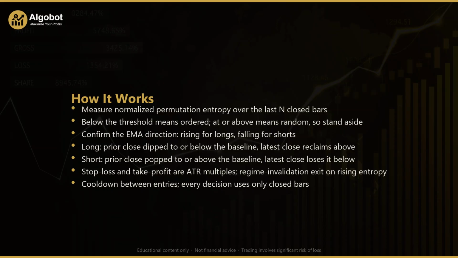There are 2 more layers. A cool down, defaulting to 2 bars, spaces entries out to avoid churning on borderline reclaims. And there's a regime invalidation exit. If a trade is open and the entropy climbs back above the threshold plus an extra buffer, defaulting to 0.04, the ordered thesis is considered gone and the position is closed. Otherwise, the stop loss and take profit manage the trade.